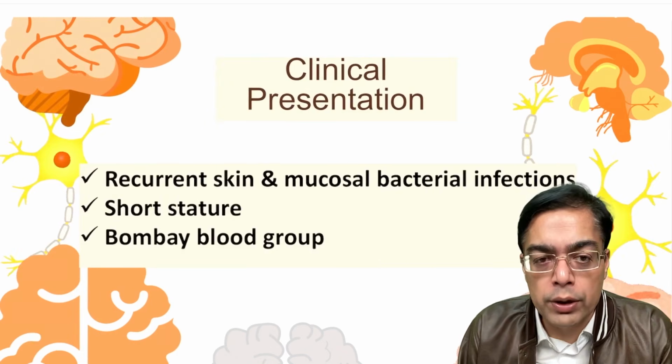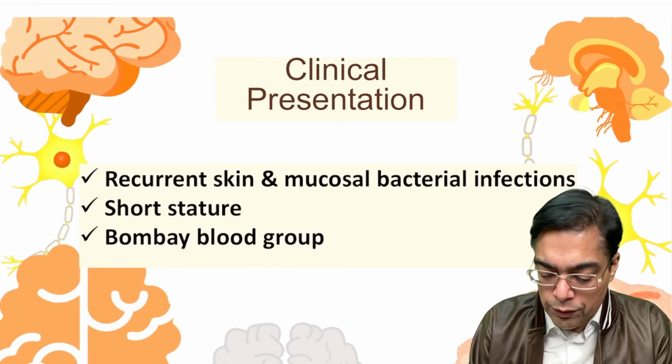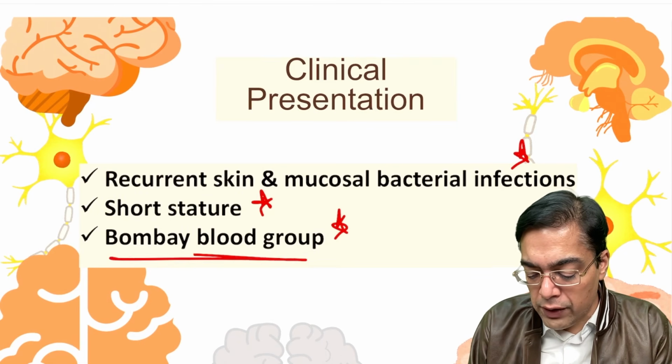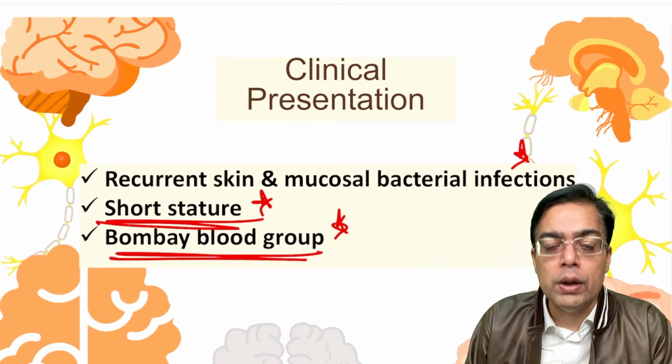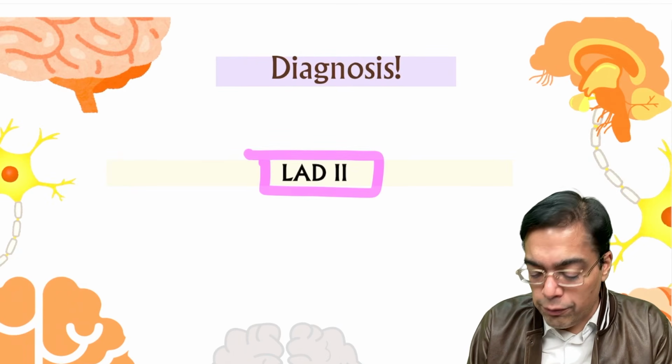Now, what was the other important example of a LAD? Recurrent skin and bacterial mucosal infections. There is a presence of an important finding. The patients are going to be having short stature. They are going to be having a very rare blood group which is called as Bombay blood group. And of course, what I'm thinking in terms of over here is a condition that is going to be given the name of LAD second.